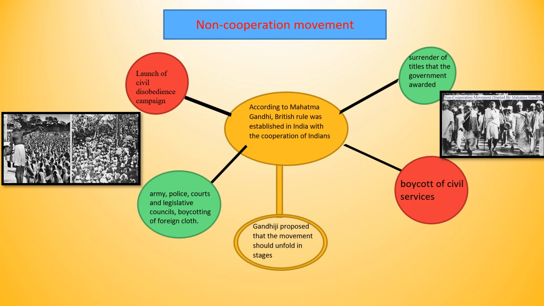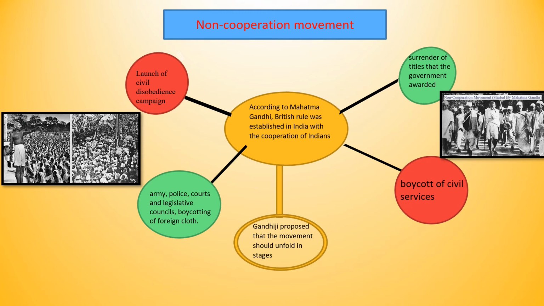Gandhiji, in his book Hind Swaraj, wrote that it was because the Indians cooperated with the British that they were able to rule India. If Indians refused to cooperate, British rule in India would collapse within a year and Swaraj would come. Gandhiji believed that if Indians began to refuse to cooperate, the British would have no other way than to leave India. So he introduced the non-cooperation movement, which was launched in 4 stages.